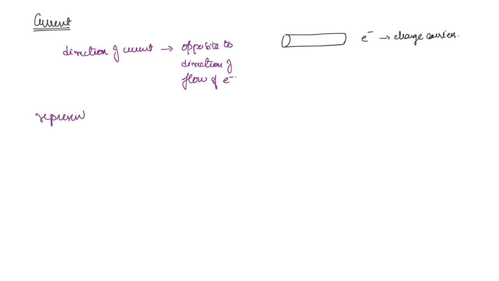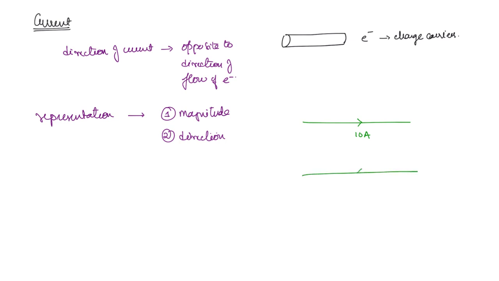The representation is complete only when you know the magnitude, what is the amount of current that is flowing, and also the direction. So if you take a conductor and let us say this is given as 10 amperes, here you have the magnitude and this is the direction. Without direction, there is no point in representing current. You will not get the entire idea. Now, if you reverse the direction, then you can reverse the polarity. Both of them mean the same thing.